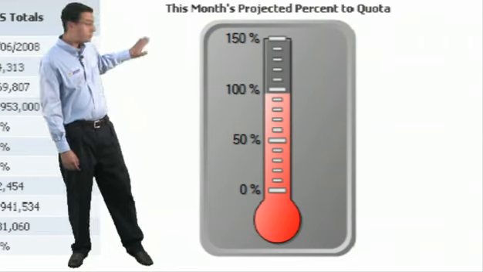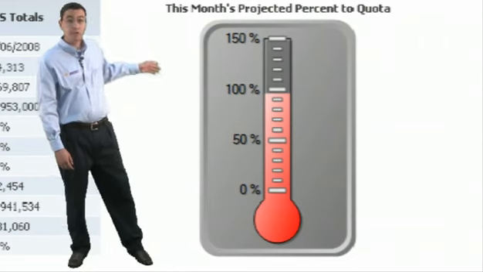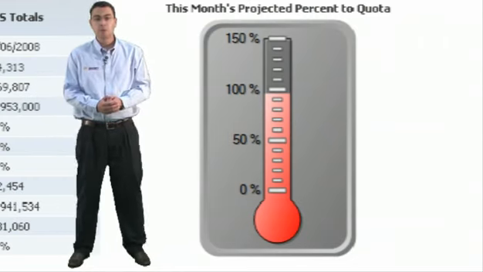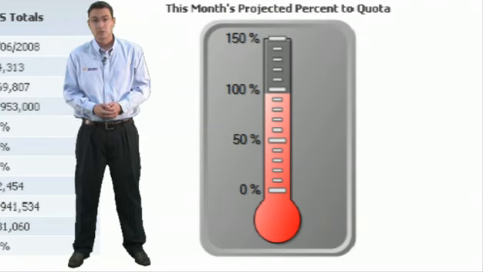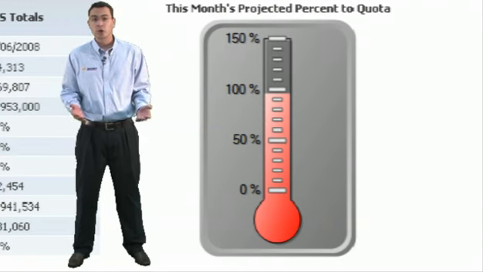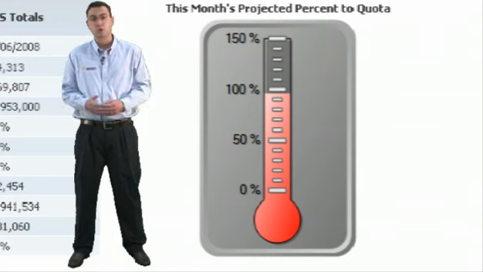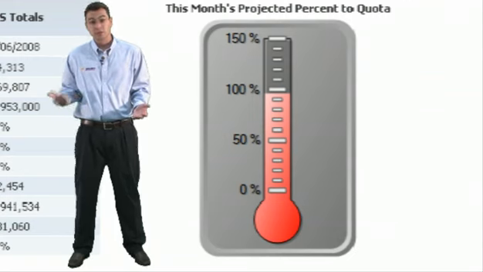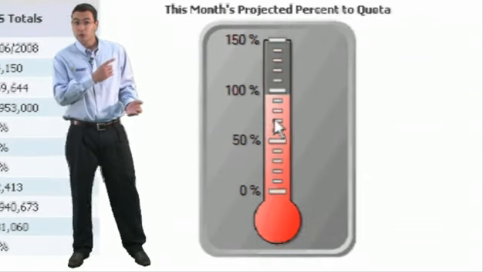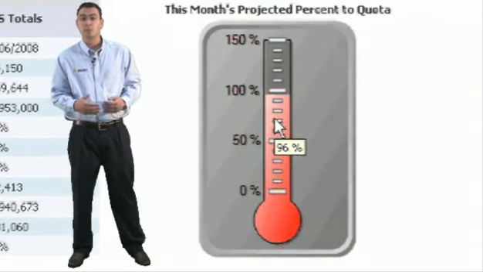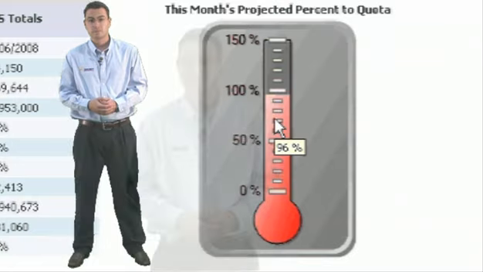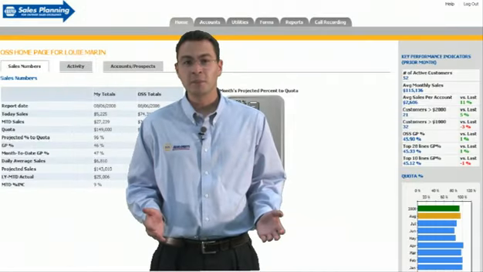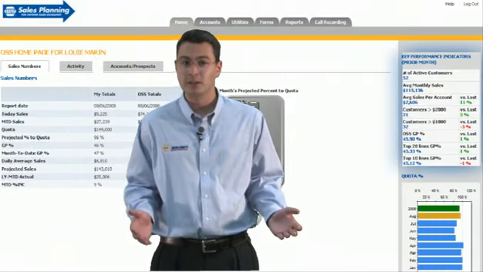Moving to the right center part of the page, you will see a thermometer graphic labeled this month's projected percent to quota. This is a calculated figure showing you how your sales are trending towards your quota for the entire month. To get more detail on the specific number, hold your mouse over the thermometer graphic and the number will appear over the chart. On the far right-hand side of the page, you will find your key performance indicators.